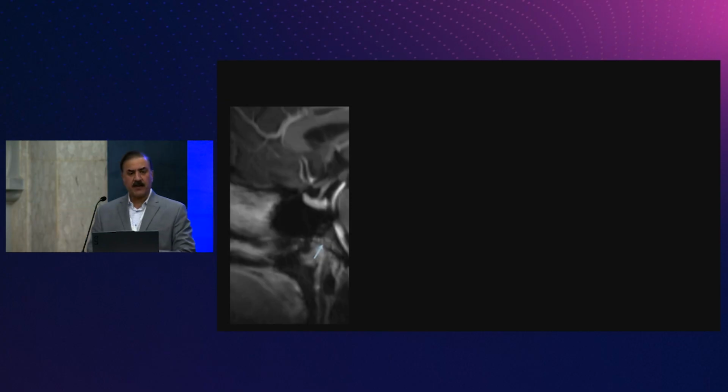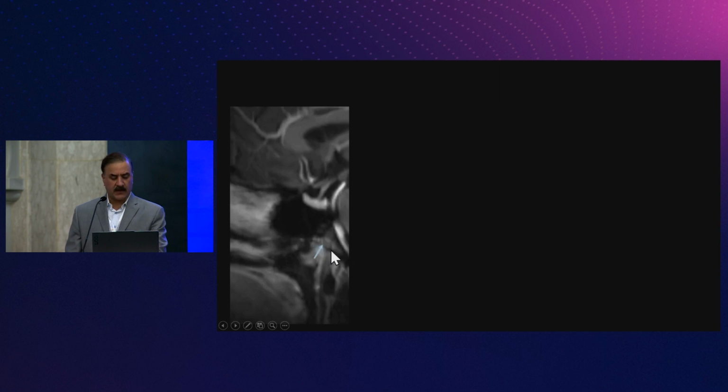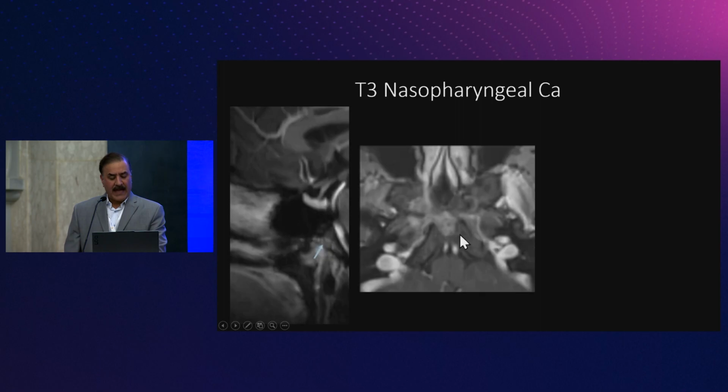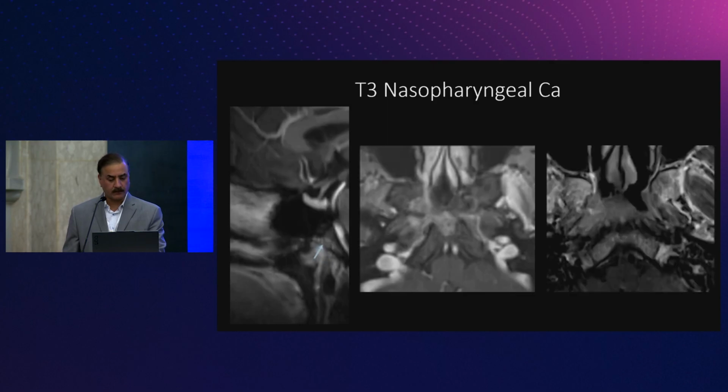Now, I said if you see osseous involvement in nasopharyngeal cancer, no matter where you see it, it becomes a T3. So here you can see that there is a little wisp of enhancement within the anterior aspect of the clivus. And on the axial image now you can certainly see that there is enhancement within the clivus. So there is osseous involvement that propels it to a T3 stage right away.